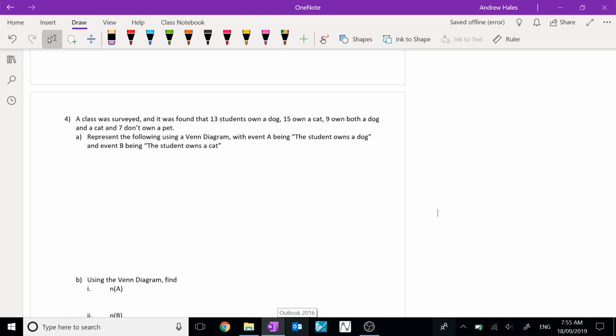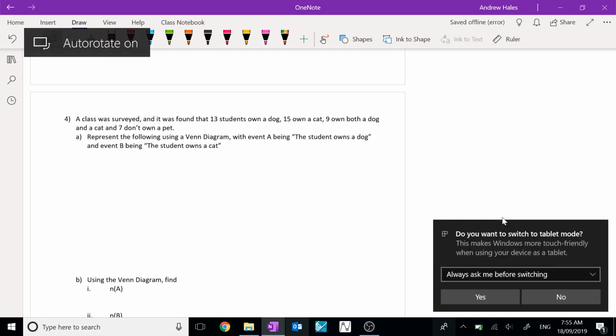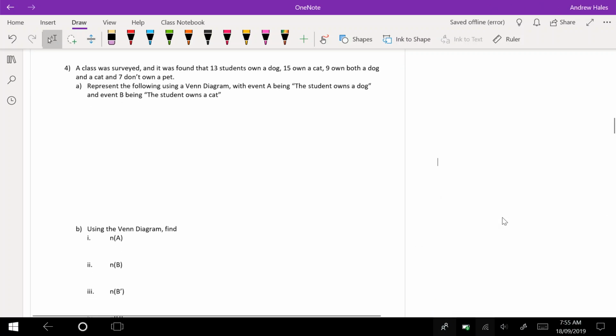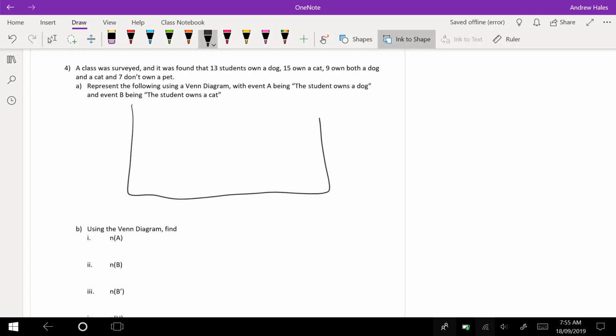A class was surveyed and it was found that 13 of those students own a dog, 15 own a cat, and 9 own both, and 7 don't own any. And we're asked to represent this information in a Venn diagram. Okay. Now let's just draw my rectangle.